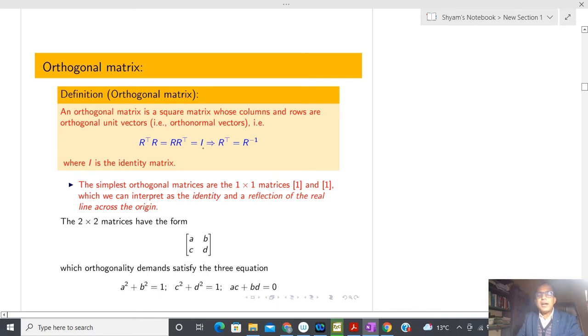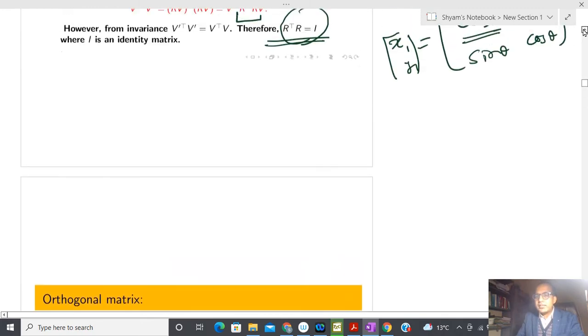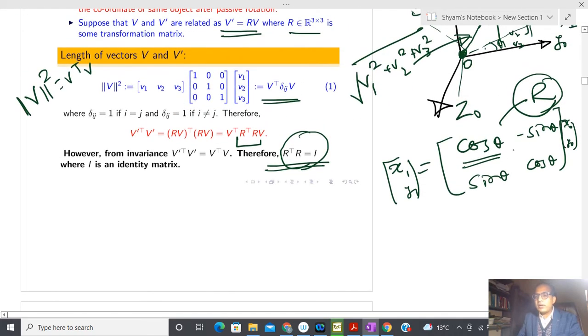Okay, and for those matrices I have a very special name, that is called orthogonal matrices. And what is the meaning of orthogonal matrices? An orthogonal matrix is a square matrix. You can see here that during rotation, whatever matrix comes into the picture is a square matrix. In 3 dimensions that kind of matrix is a 3 cross 3 matrix, similar for n dimensions.